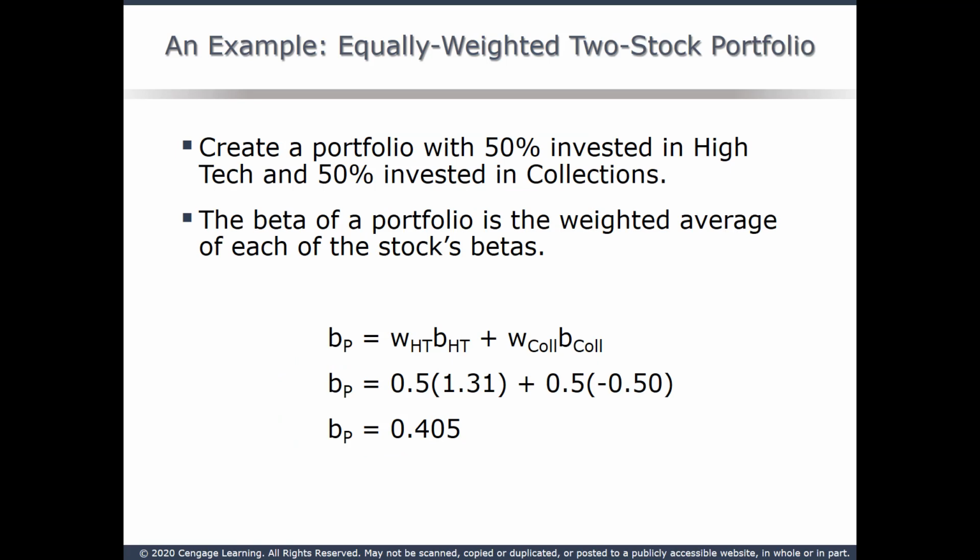Let's work through an example of a portfolio beta calculation. Continuing our sample portfolio of 50% high-tech, 50% collections. High-tech's beta is 1.31, collections beta minus 0.5. So the beta of the portfolio is 0.50 times 1.31 plus 0.50 times minus 0.5 equal to 0.405.